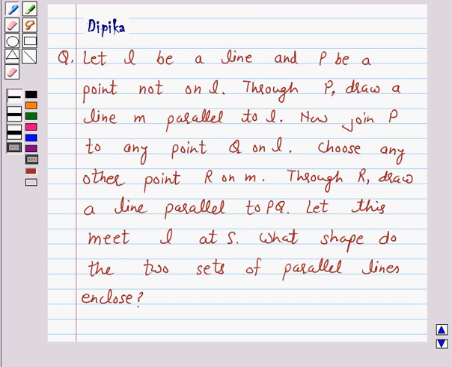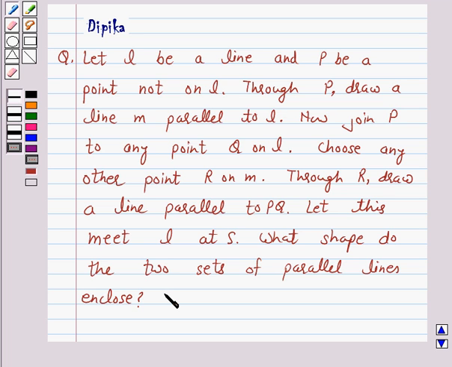I am Deepika here. Let's discuss a question. Let L be a line and P be a point not on L. Through P, draw a line M parallel to L. Now join P to any point Q on L. Choose any other point R on M. Through R, draw a line parallel to PQ. Let this meet L at S. What shape do the two sets of parallel lines enclose?